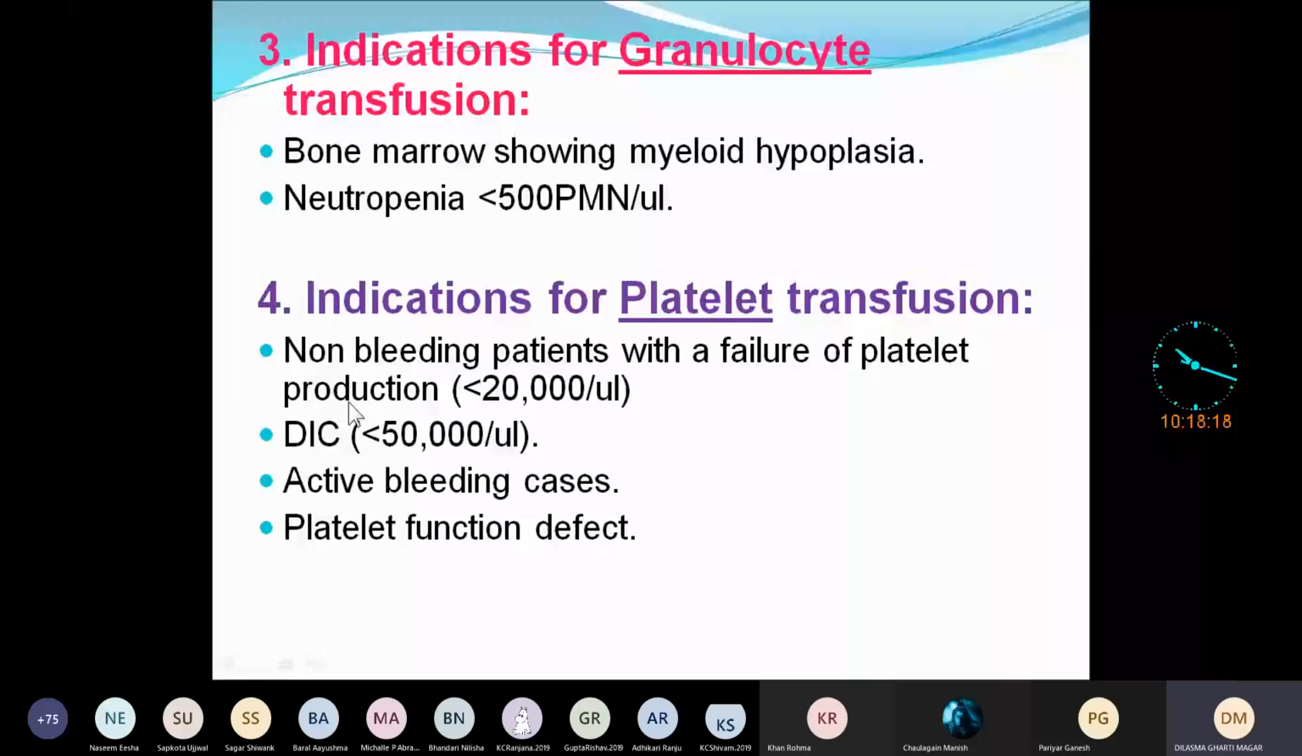Now here, in case of non-bleeding, the patient is not bleeding, but there is failure of platelet production, and the platelet count has become less than 20,000 per microliter. If the platelet is less than 20,000, there can be a chance of bleeding, so we will not do bone marrow study, aspiration or biopsy. Here the patient is not bleeding, but if his platelet is only 20,000, that time we can give the platelet transfusion. The platelet transfusion means it can be platelet rich plasma or platelet concentrate.